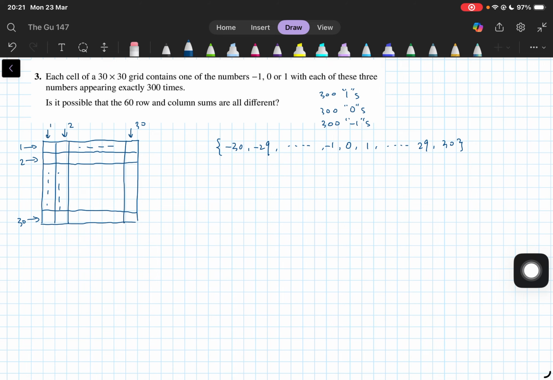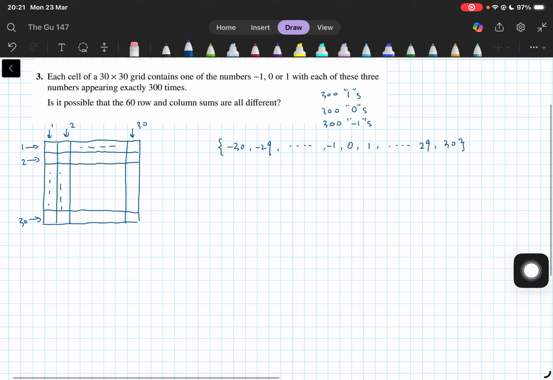Another reason why this problem looks difficult is that it seems that it is possible to do that. So it really is a subjective question because you kind of have to guess the answer before you start working on it. I mean, I could imagine in the heat of an exam, if you guessed that it is possible that the 60 rows and columns have all different sums, then it will be quite hard to turn your head around.